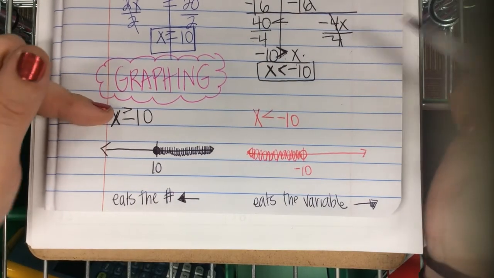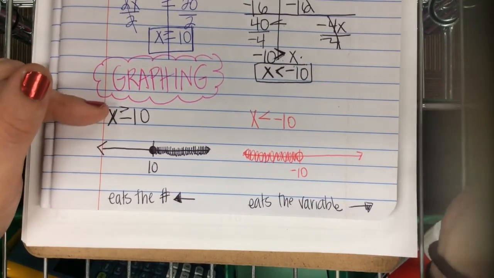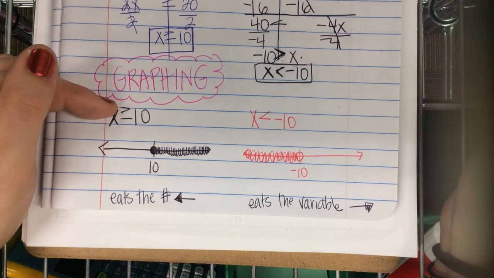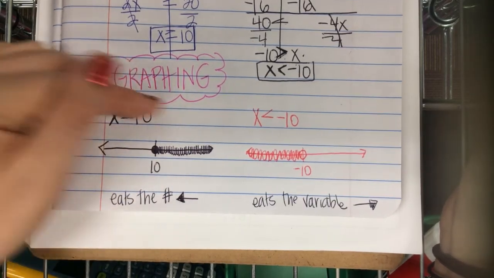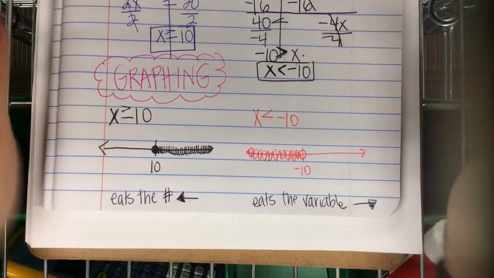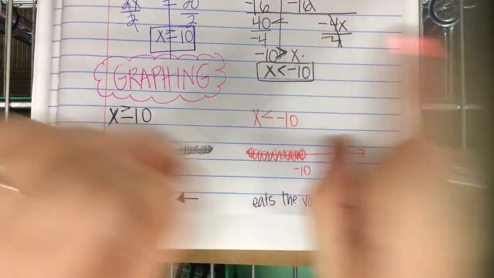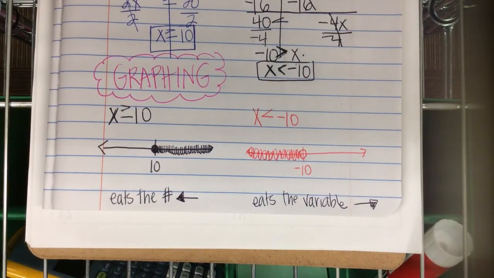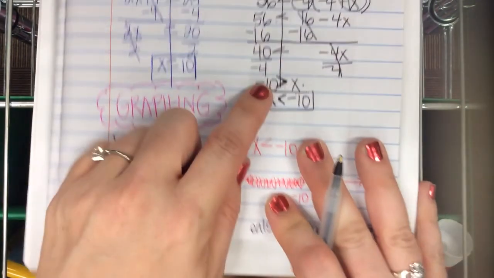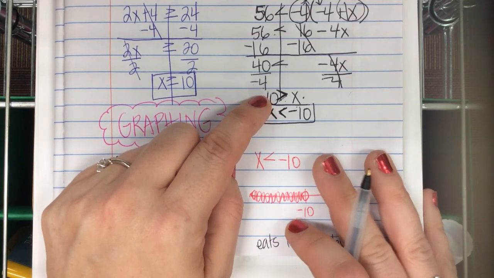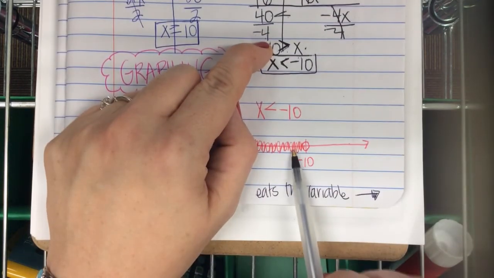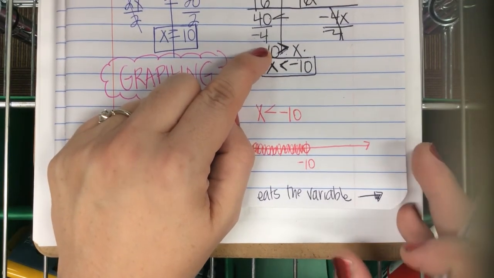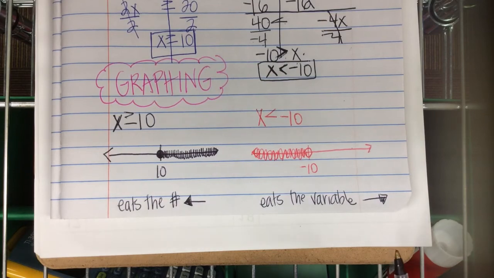See, look, if the variable's first, I repeat, if the variable's first, look which way it points. The inequality, if that was an arrow, it's pointing this way. That's the way you graph. I repeat again, your variable must be first. It doesn't work up here where it says -10 is greater than x. That's the same thing as this one, but it didn't point the way it was going. If your variable's first, it points you in the direction of which way to shade.